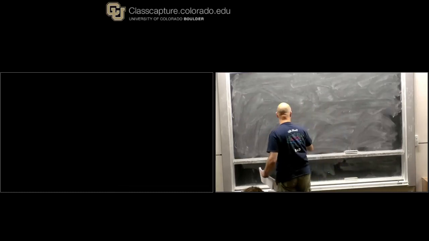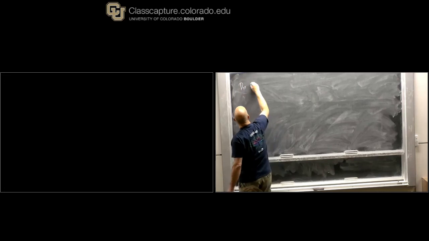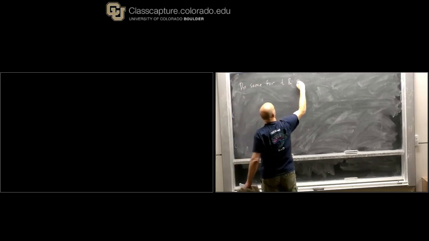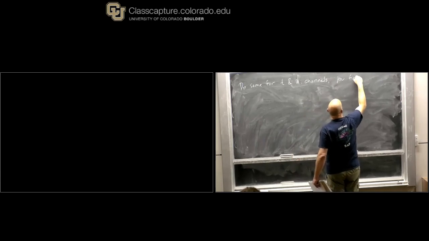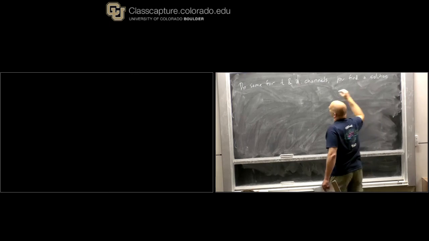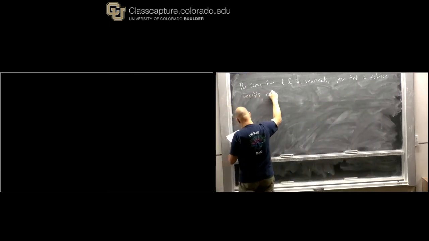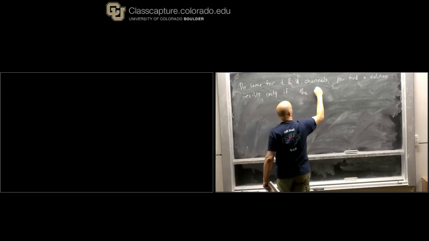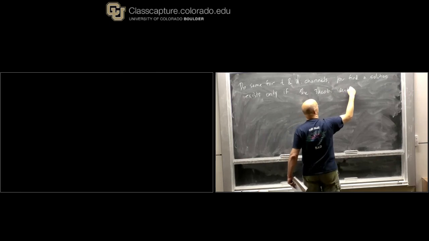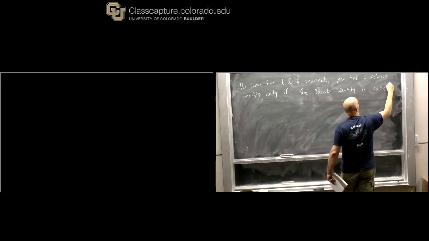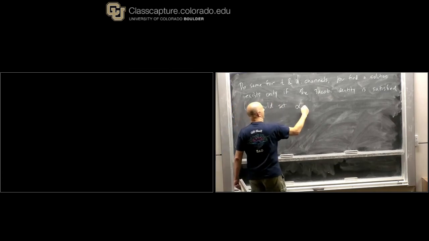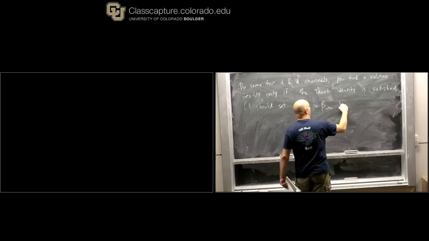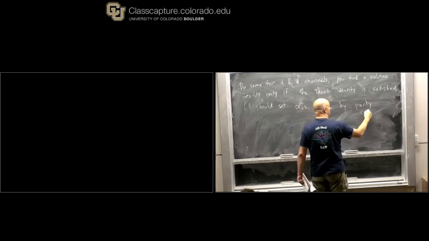Because if you do the same analysis for the T and U channels, you find a solution exists only if the Jacobi identity is satisfied. And I skipped one step here. I should set alpha ABC equal to beta ABC by parity. Then you literally get the Jacobi identity.